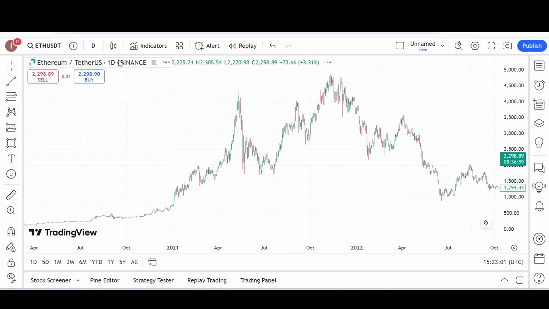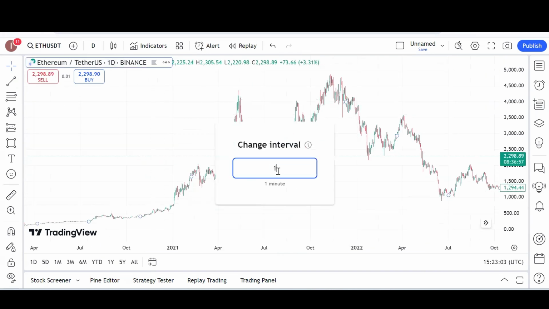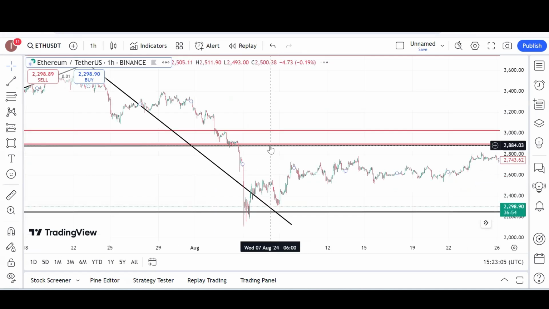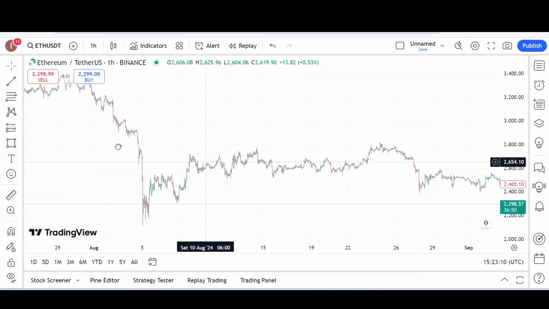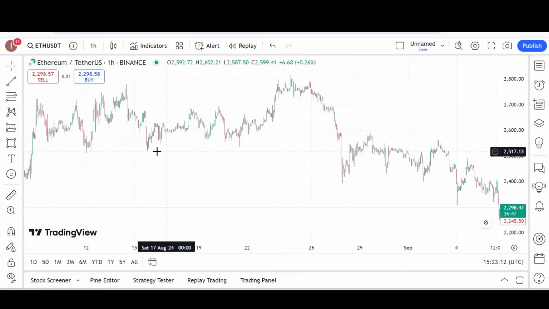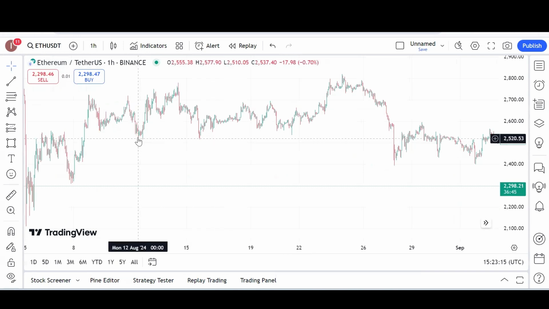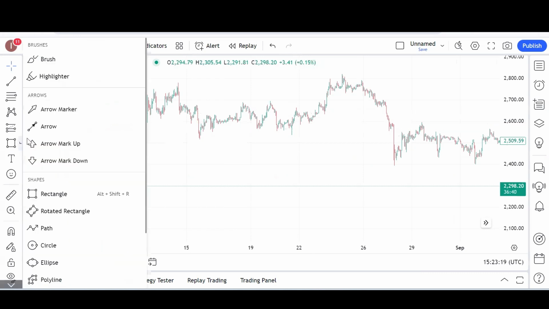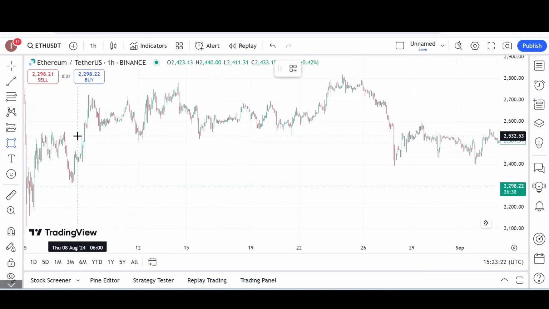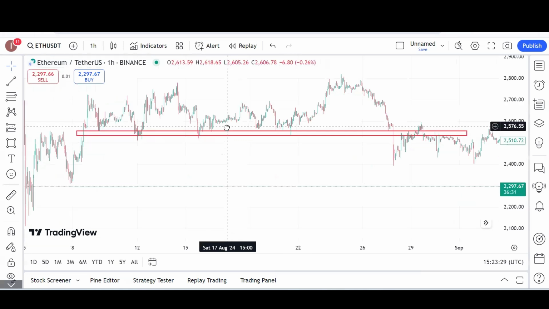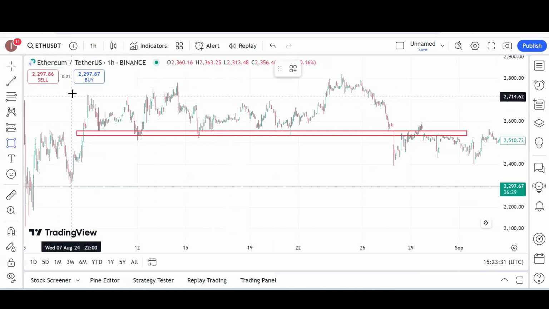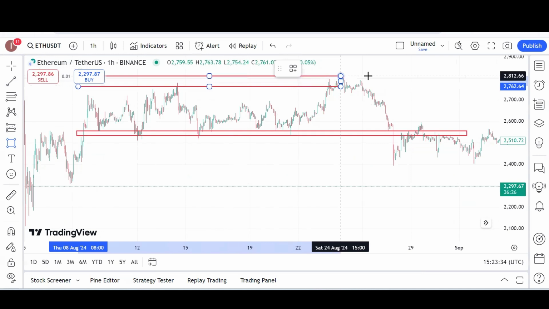As you can see, if we go into the 1 hour time frame, in the 1 hour time frame the support is tested multiple times, and this is the perfect example. As you can see, I can draw over here: this is your support zone, and this is your resistance zone.